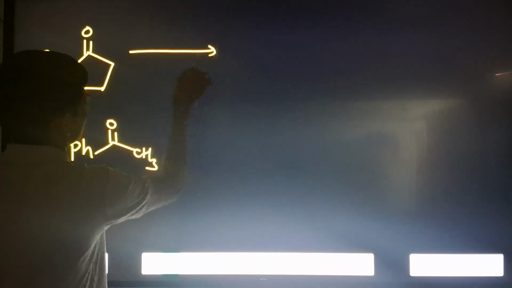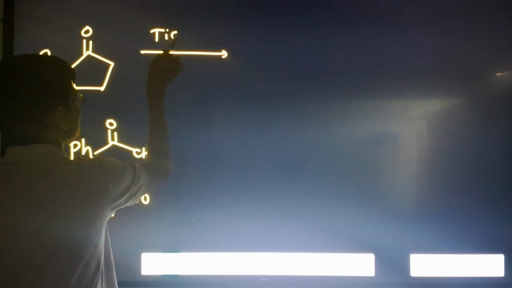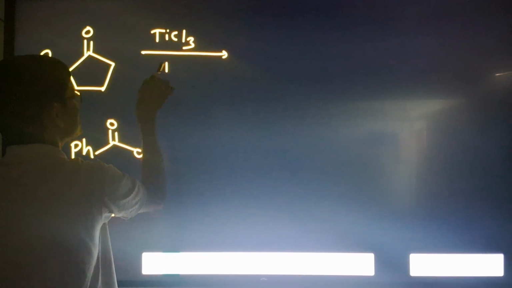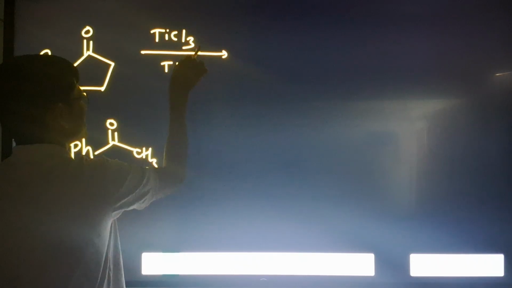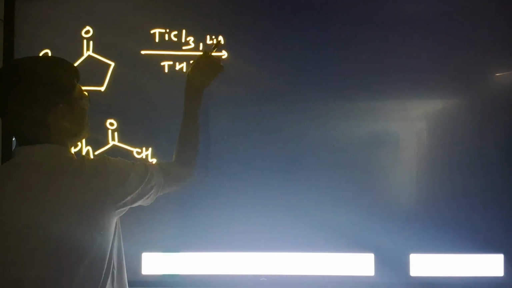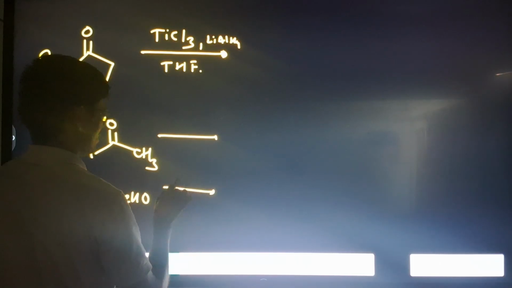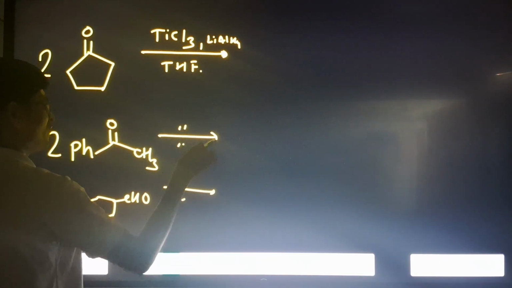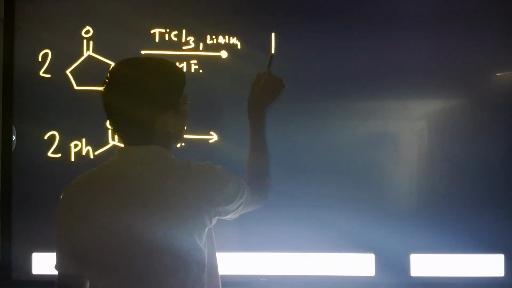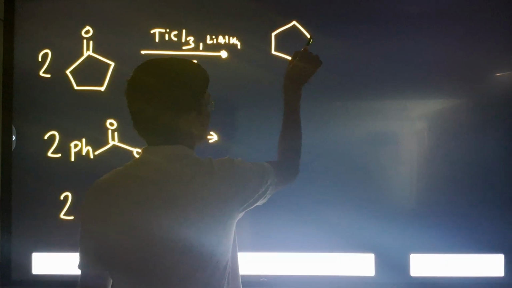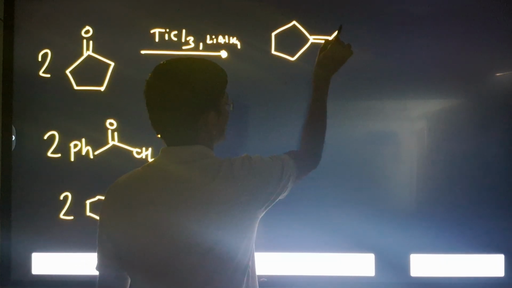What is the reaction condition? You take TiCl3 or TiCl4 in THF organic solvent, with lithium aluminum hydride, the reducing reagent. The reaction condition is the same here. So what will be formed? An alkene, with this 5-member ring.